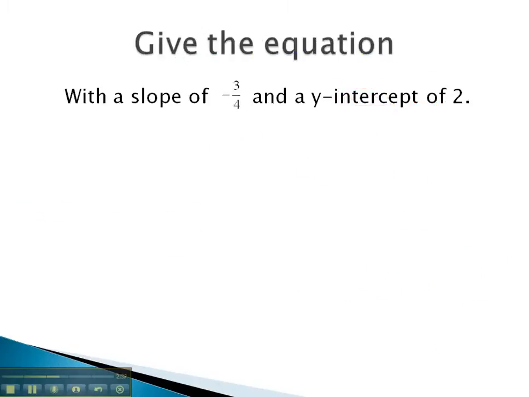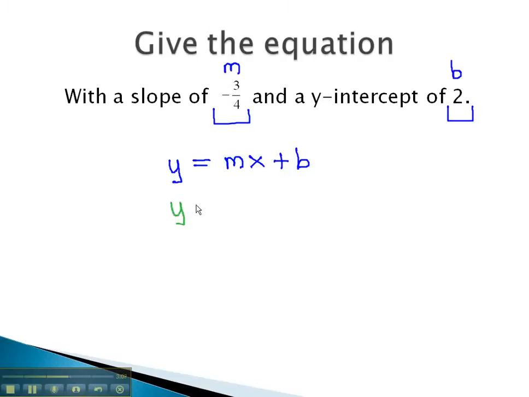In this problem, we are told that the slope is negative 3/4. As you recall, we represent the slope with the letter m. We're also told that the y-intercept is 2. We will always use the letter b to represent the y-intercept. We also know the equation now, y equals mx plus b, will represent any line.